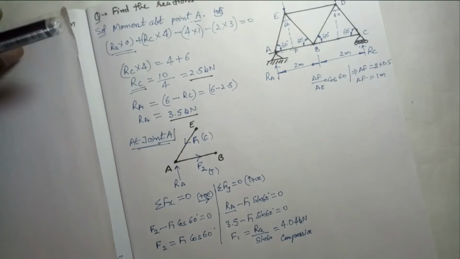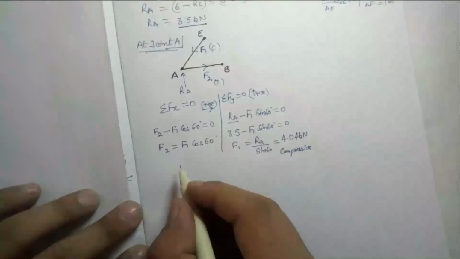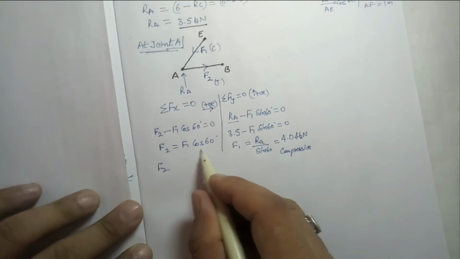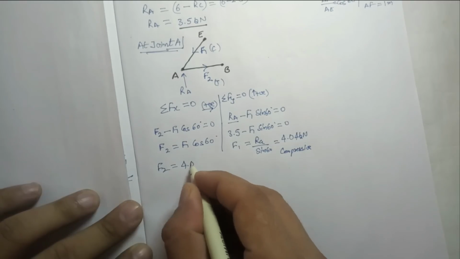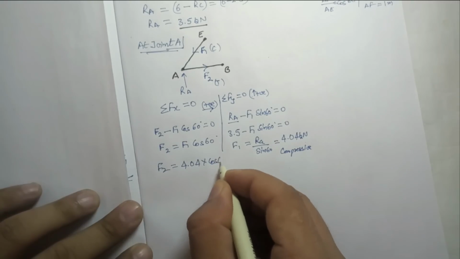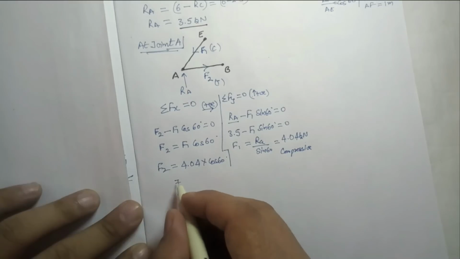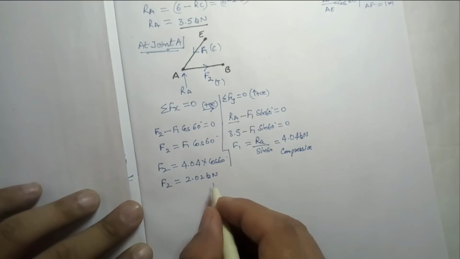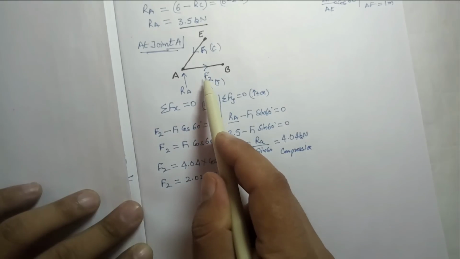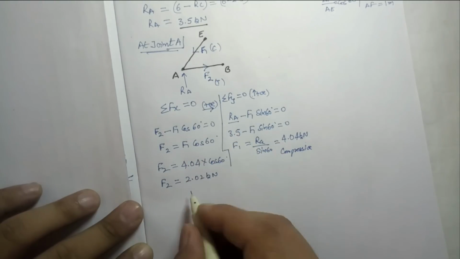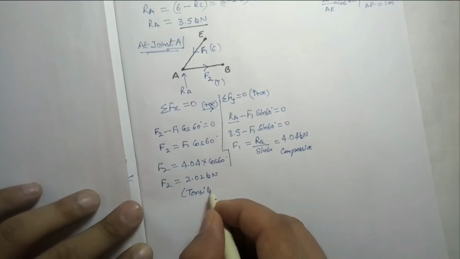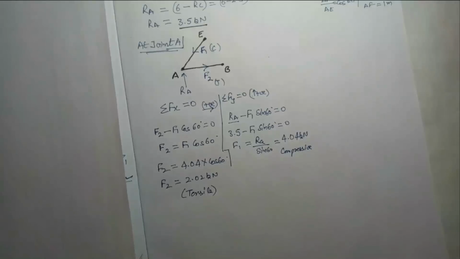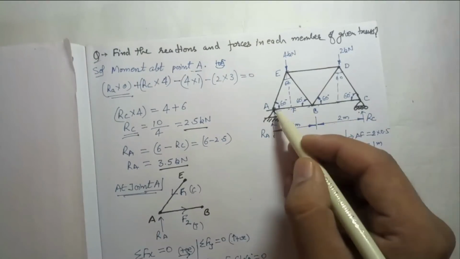Now we will go for F2. We can fill the value of F1 here. So F2 is F1 cos 60, that is 4.04 into cos 60. Cos 60 we know is 0.5, and it is coming equal to 2.02 kilonewton, and again it is coming positive, so our assumption is okay. F2 we had taken tensile, so this is tensile. So we get the values of F1 and F2.